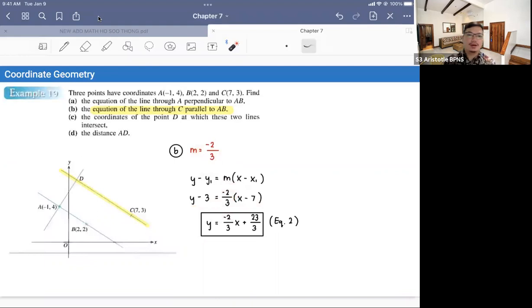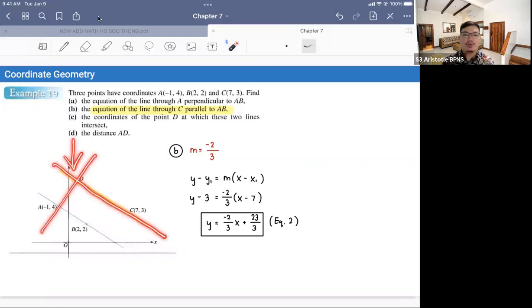Okay, now for letter C, we need to find the coordinates of the point D at which these two lines intersect. So, you have here point D. Now, as you notice, class, this point here is the intersection point of line AD and line CD, right? So, how are we supposed to solve and find the coordinates of point D?